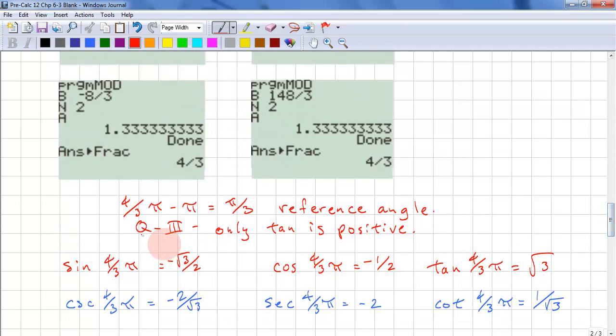Okay, and just a few notes. 4 pi over 3 is in the third quadrant, so we subtract pi. So pi over 3 is our reference angle. And in quadrant 3, only tan is positive.